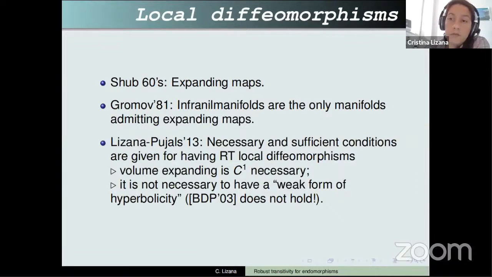But for local diffeomorphisms, this is not true anymore. You can construct an example of a robustly transitive map that doesn't admit any kind of splitting, so you cannot decompose the tangent bundle. It is very easy. For instance, you start with an expanding map, and you make a surgery so the eigenvalues become complex, so you destroy any invariant direction. So it is not necessary in this setting to have a weak form of hyperbolicity, but you need some volume expansion.